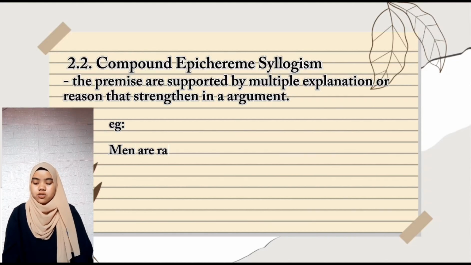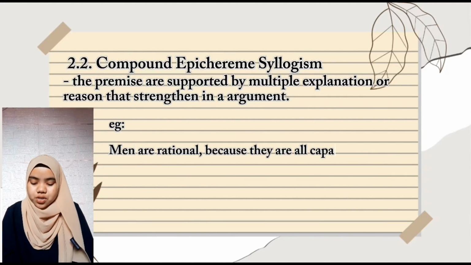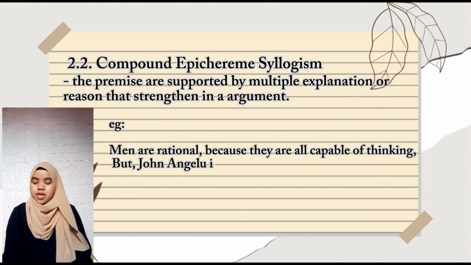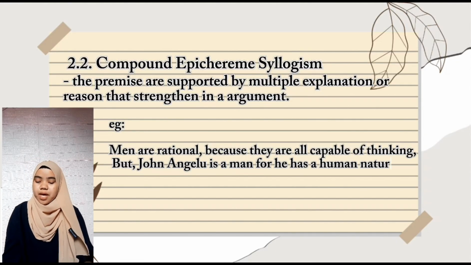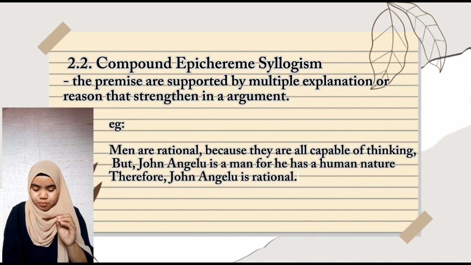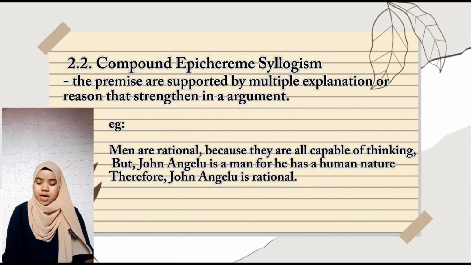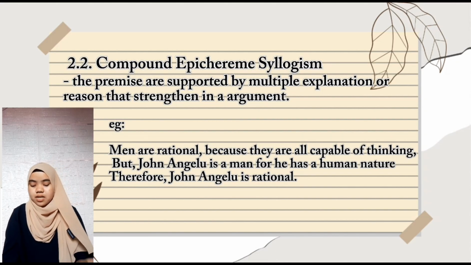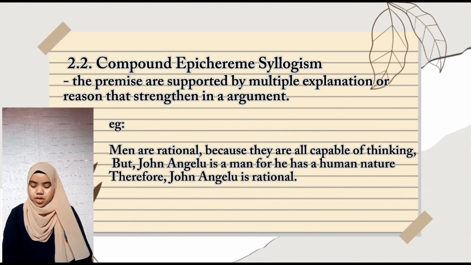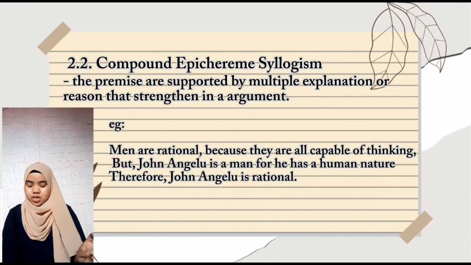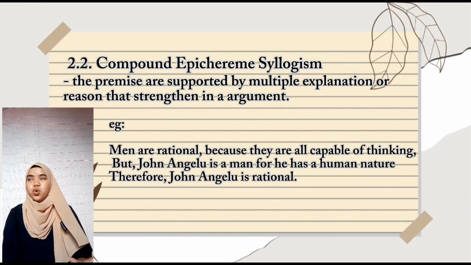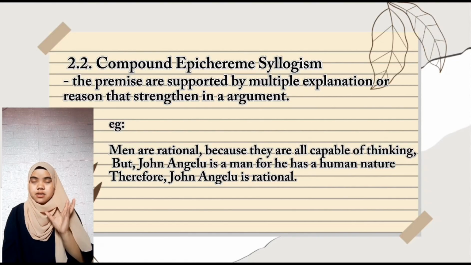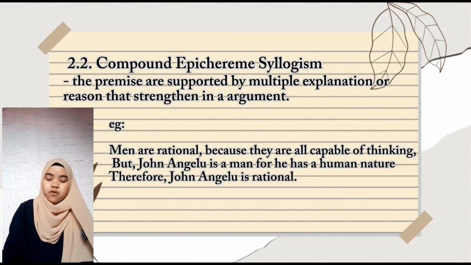So for instance, men are rational because they are capable of thinking, but John Angelo is a man, for he has a human nature. So therefore, John Angelo is rational. So as you can see in this example, the minor premise is nadagdagan yung information niya ng he has a human nature. So you have to put an extra term.